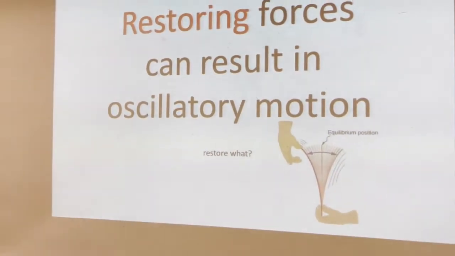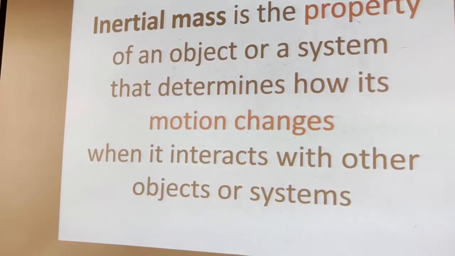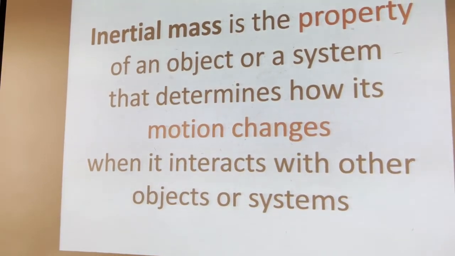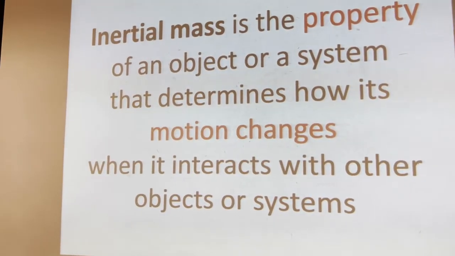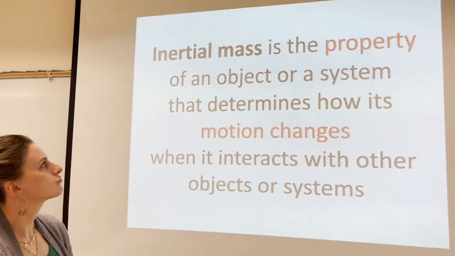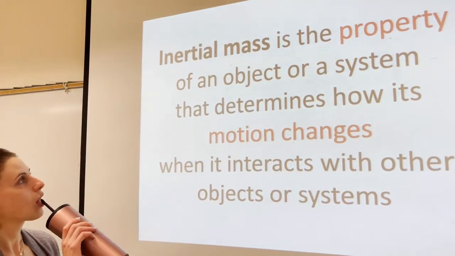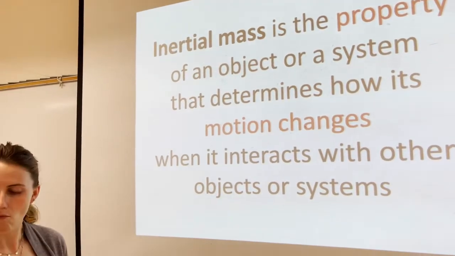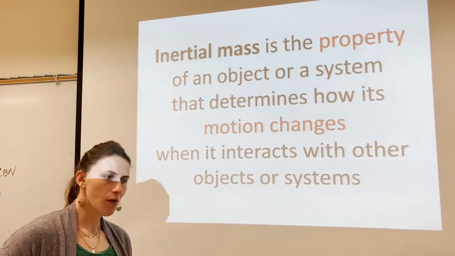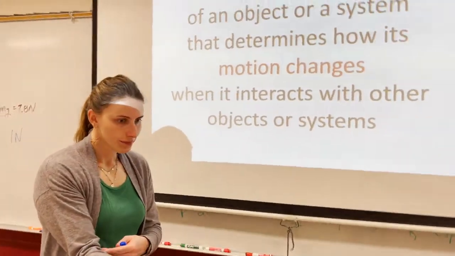Inertial mass is the property of an object or a system that determines how its motion changes when it interacts with other objects or systems. There are two kinds of mass. Inertial mass is the amount of mass that resists the motion. That's what we were doing with the hacksaw blade and the washers. You put more washers on there, there's more inertia, more resistance to change in its motion.